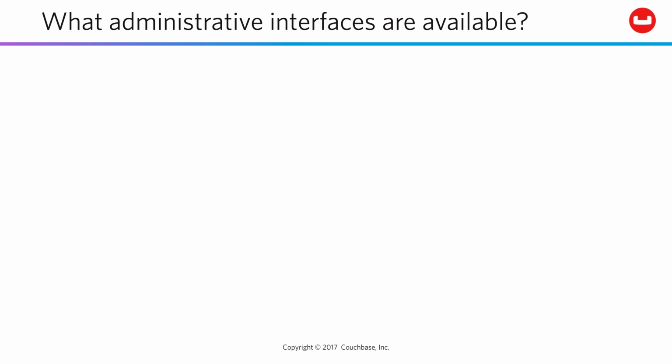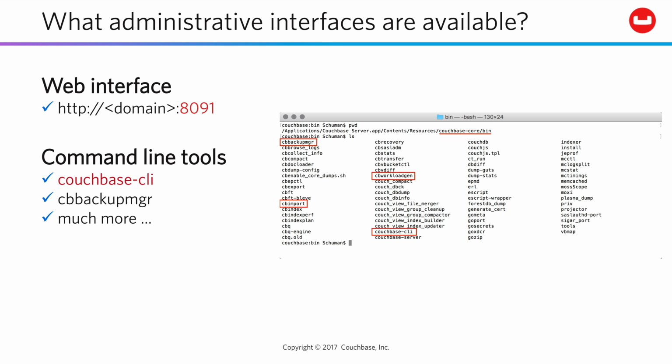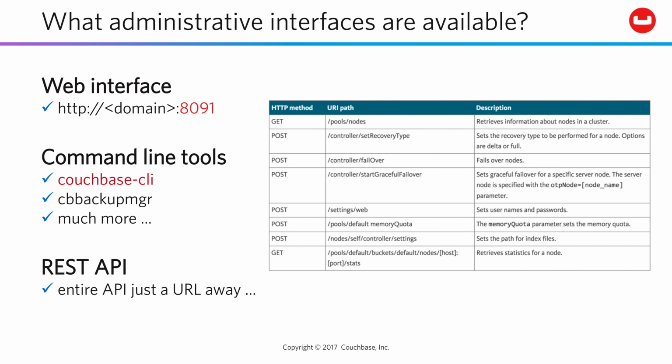Couchbase is flexible in letting you interact with it how you prefer. We have an informative and easily navigated user interface, a thorough set of command line tools focused around Couchbase CLI, and a comprehensive REST API to let you easily integrate Couchbase with the rest of your infrastructure and third-party tooling.